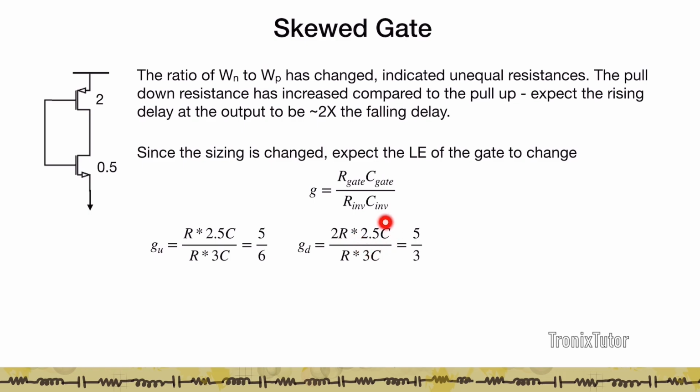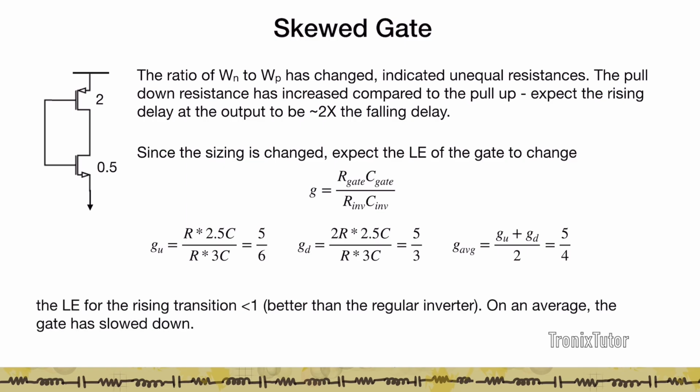If I look at the pull-down transition, the resistance is 2R with a capacitance of 2.5, divided by R times 3C. So here, the logical effort of the pull-down transition increases to higher than 1, going to 5/3. The average logical effort of this gate is slightly larger than that of the inverter, roughly 1.25. So the logical effort for the rising transition is less than 1, and it's better than that of the inverter. However, on average, this gate is going to be slower than the inverter.